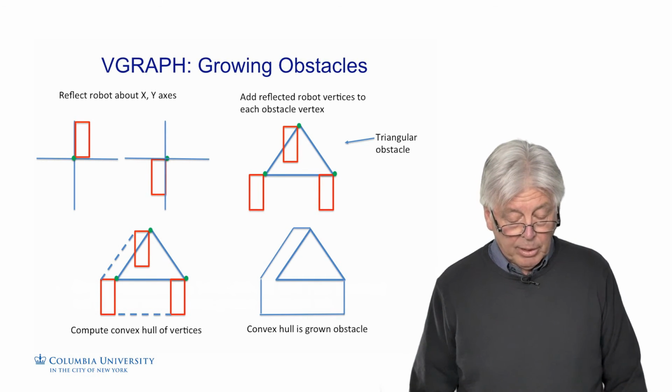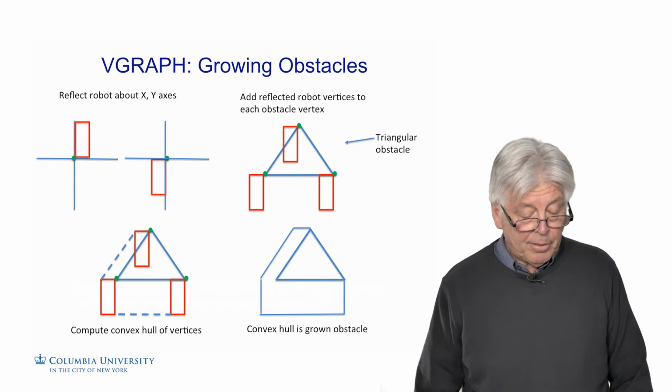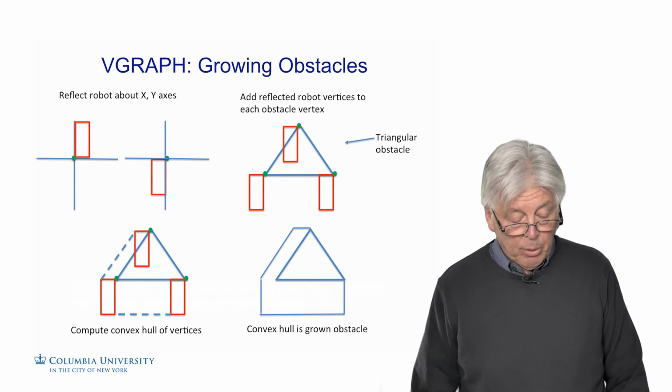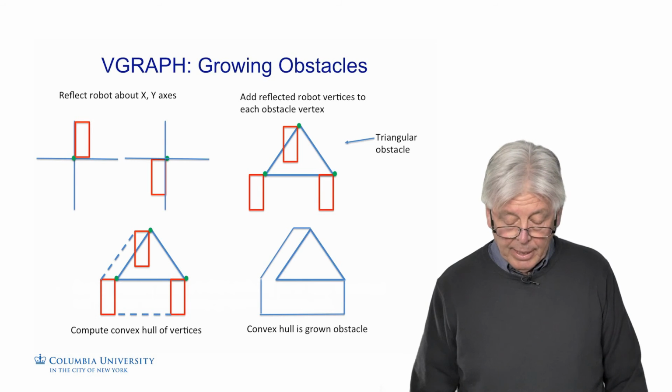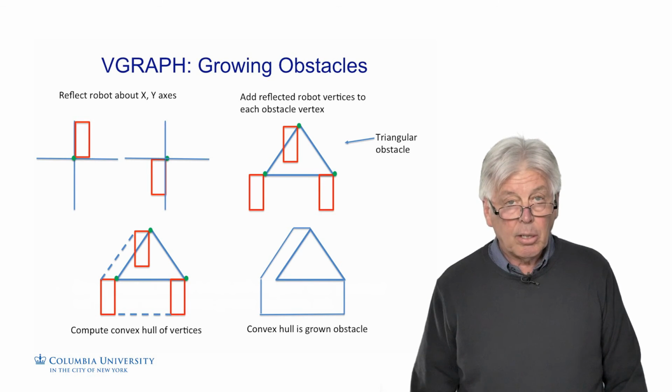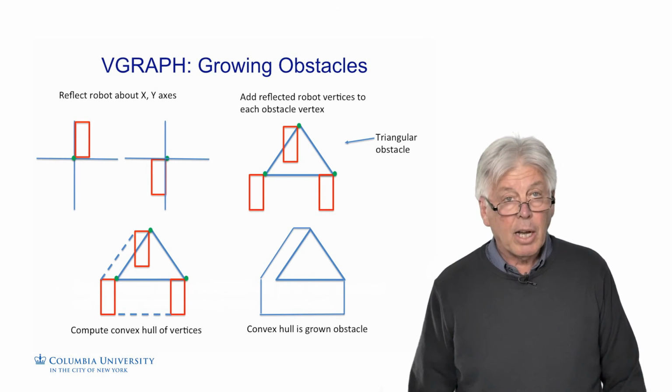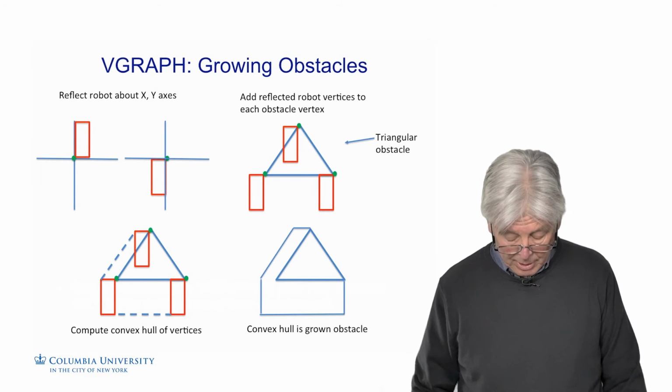So again, if we take a look at the robot in the top left, if we take that reference point and move it anywhere outside of that convex hull, we'll be safe. Once we go inside that convex hull, then we'll have a contact.